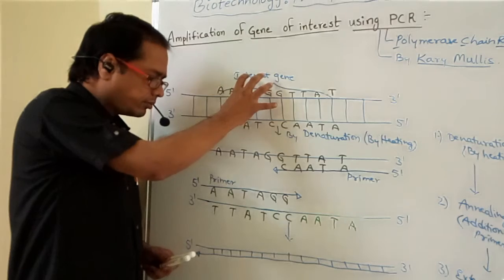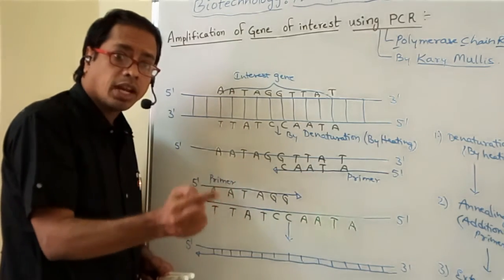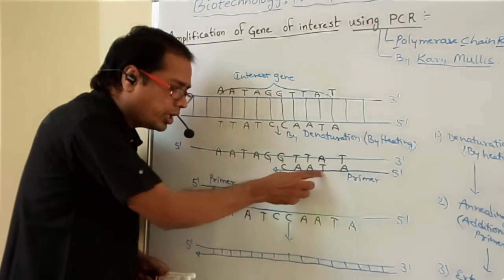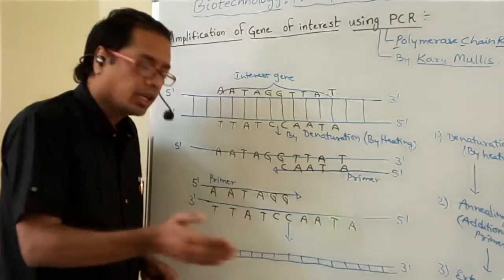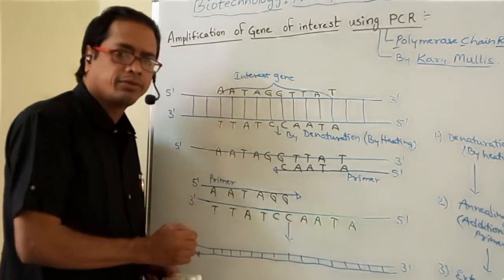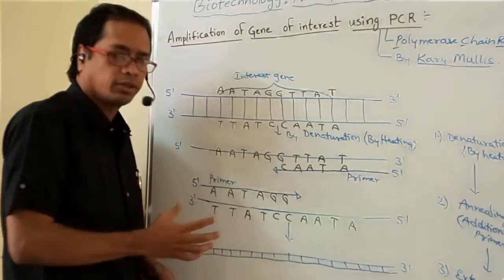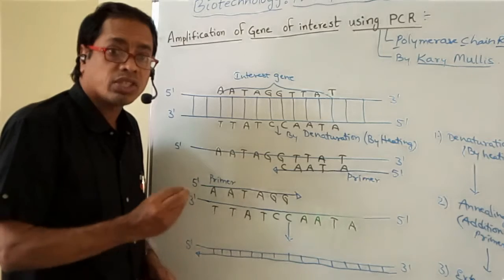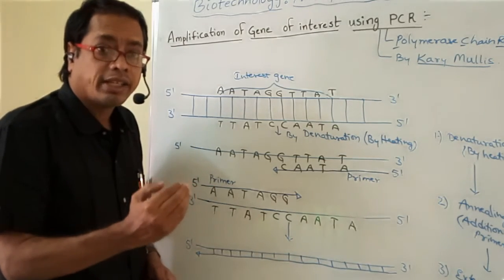Next one, 2 sets of primers are required. Deoxyribonucleotides, these are so called deoxyribonucleotides. Don't say ribonucleotides, it is DNA synthesis. Deoxyribonucleotides are required. 2 sets of primers are required, and this all should be done in which apparatus? Thermocycler apparatus. An enzyme involved is Taq polymerase.